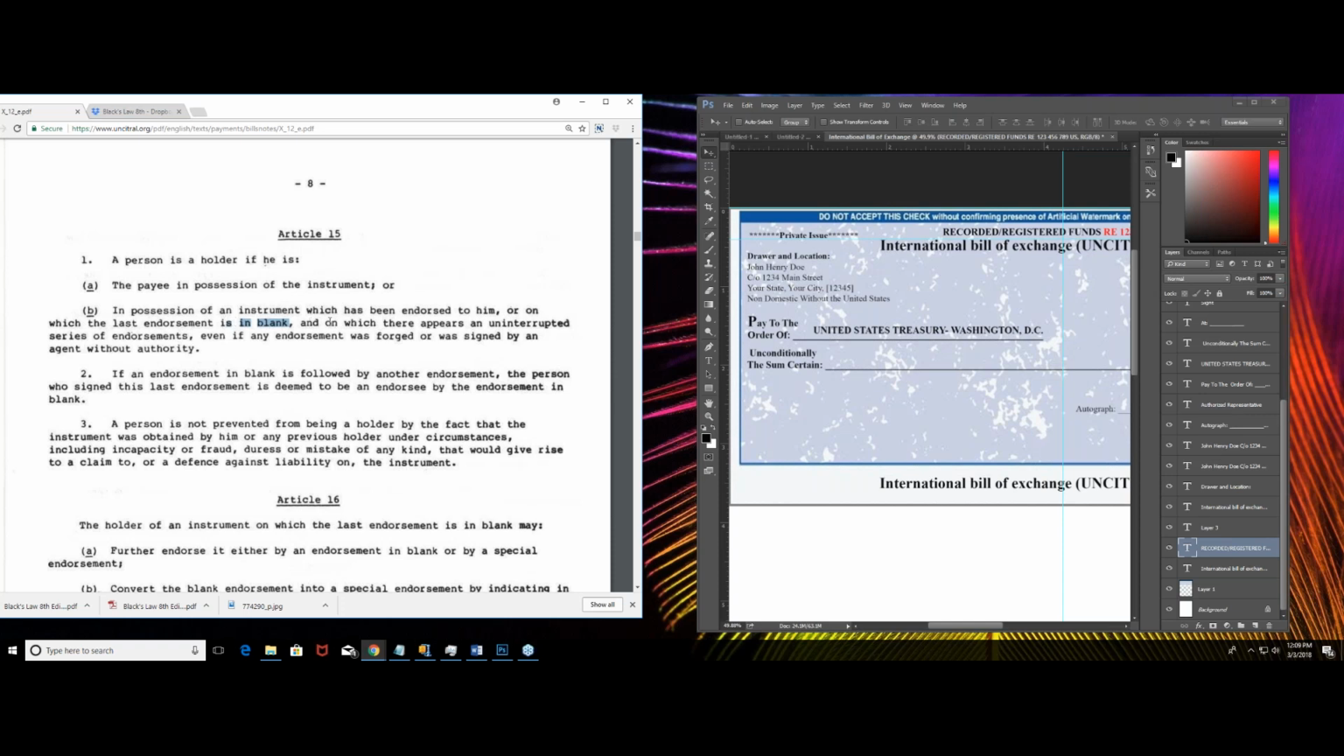Okay. And on which there appears an uninterrupted series of endorsements, even if any endorsement was forged or was signed by an agent without authority. Okay. That once again, remember what I told you: you'll hear people say, well, fraud is permissible in the UCC. This is one of the reasons why people will say that, but I understand why they have to allow that. It's not really fraud.